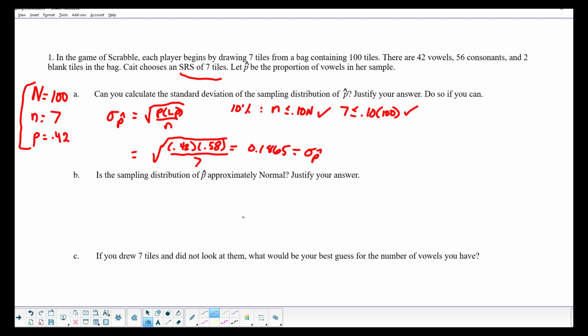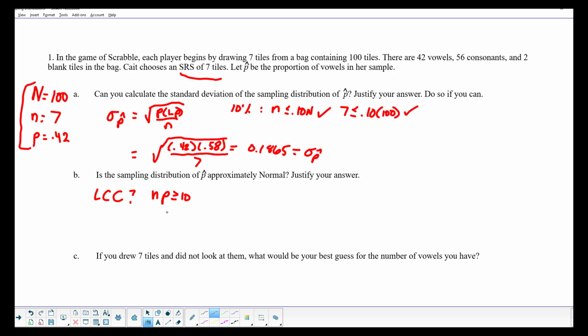Okay, let's go ahead and take a look at the next one. Is the sampling distribution of p hat approximately normal? Well, which one of these conditions talked about our shape? That was the large counts condition, which you'll see me abbreviate as the LCC, and we want to know, was this satisfied? So in this case, we have n times p. Was it greater than or equal to 10? That's our number of successes.